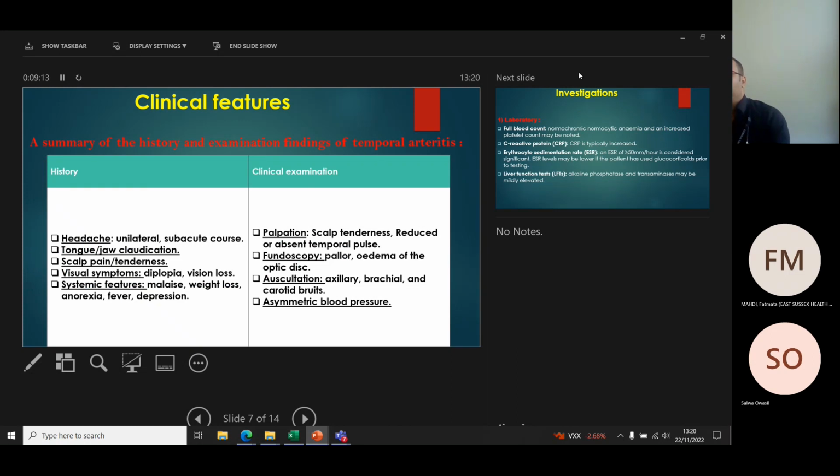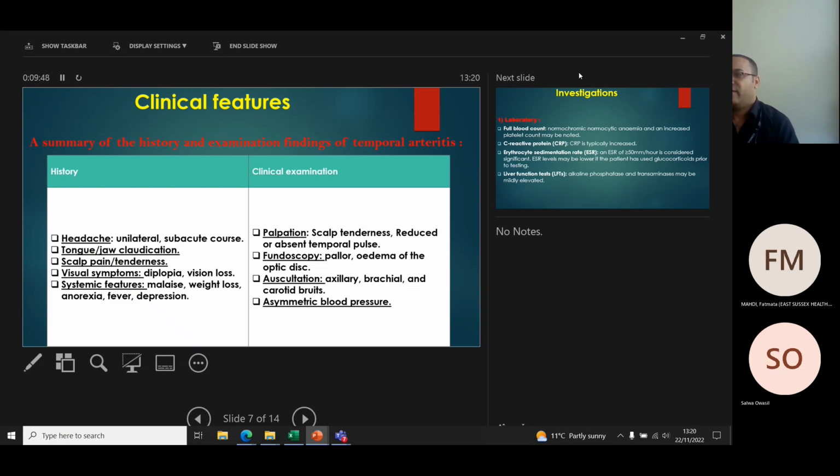How bad should the tenderness be for you to suspect it? It differs from one patient to another according to the severity of temporal arteritis. It could be mild, moderate, or severe, and even the absence of tenderness doesn't rule out temporal arteritis. We are talking about the typical manifestation of giant cell arteritis, but absence of some of these features doesn't rule it out. This is a summary of the history and the clinical picture of GCA.